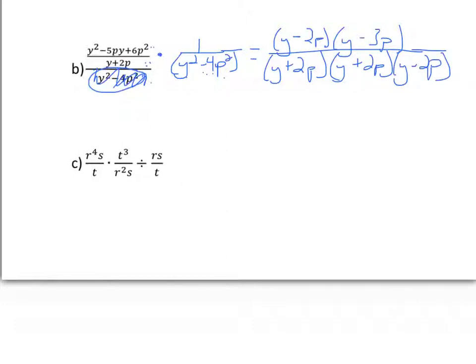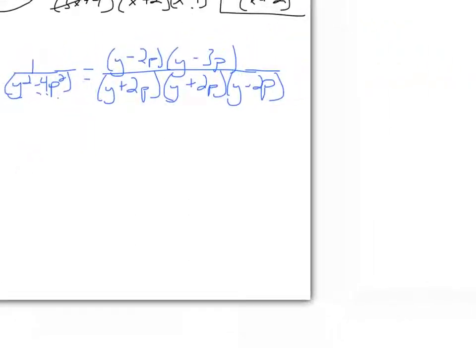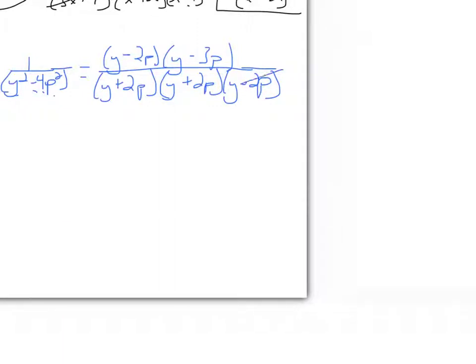Now to finish this one up, we can cancel whatever we can. You should see that the y minus 2p's go away, and then we can combine these y plus 2p's, and we're going to be left with y minus 3p over y plus 2p squared.